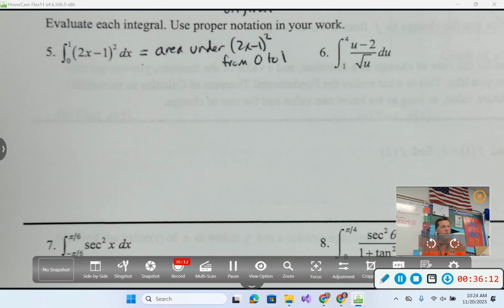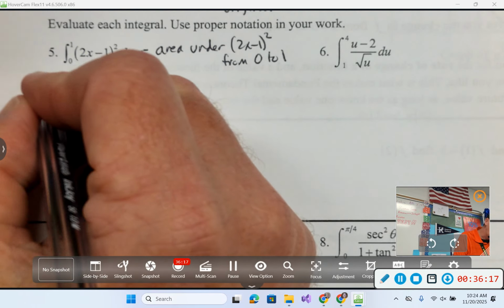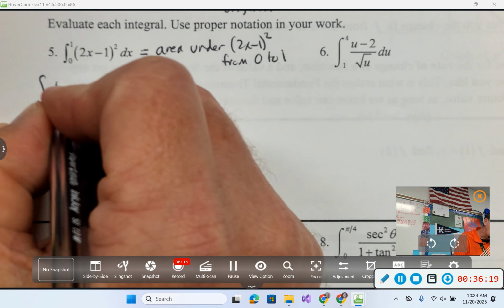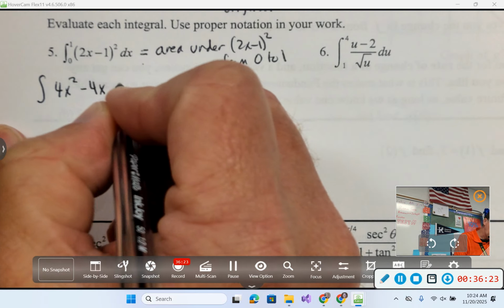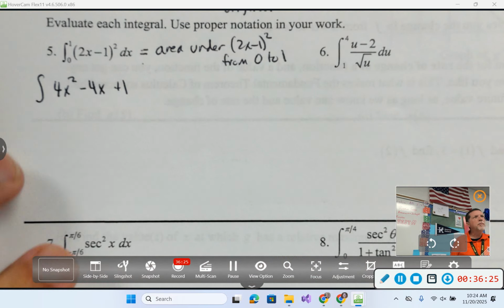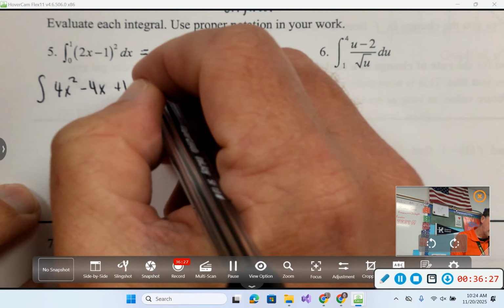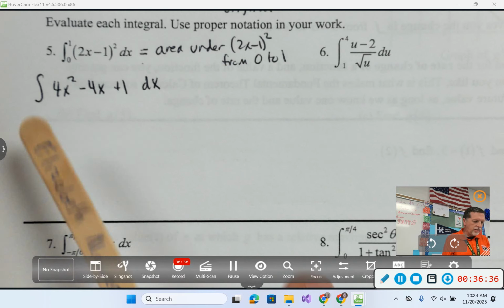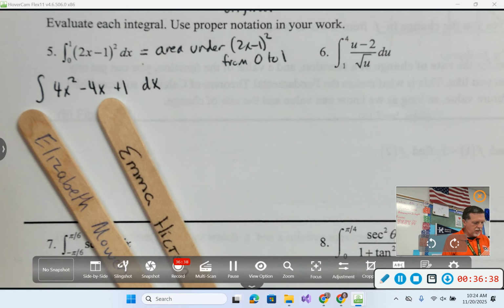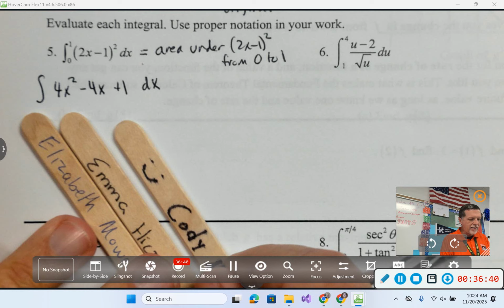Like, that's nice, but now we got a parabola. So instead of doing area, we're going to use the antiderivative. So let's square this out. 4x squared minus 4x plus 1. All right, algebra first. Then I can antiderivative each of those pieces. This is what the last test was.